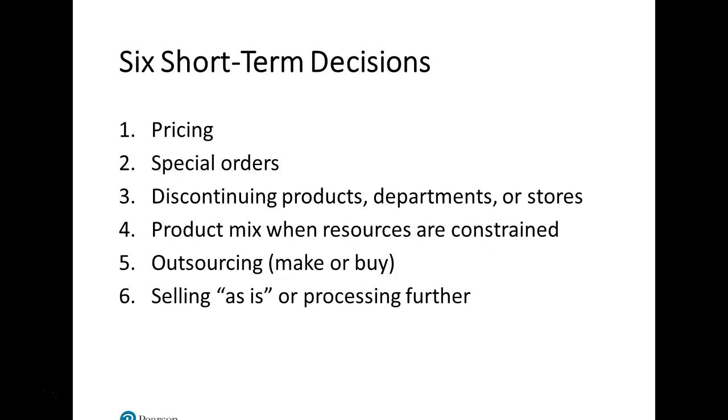So short-term decisions can include pricing, special orders, whether you discontinue a product, whether you continue processing it or leave it as is and sell it in that form, what kind of product mix you need, and outsourcing.